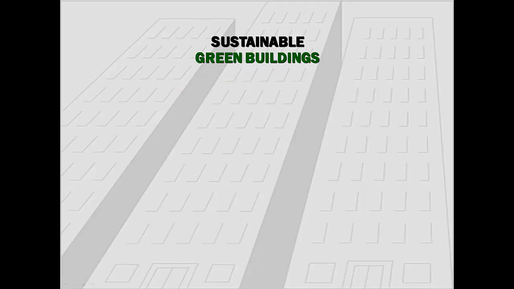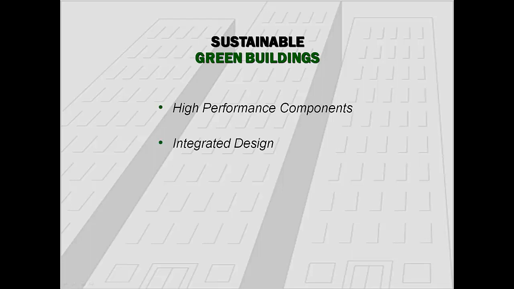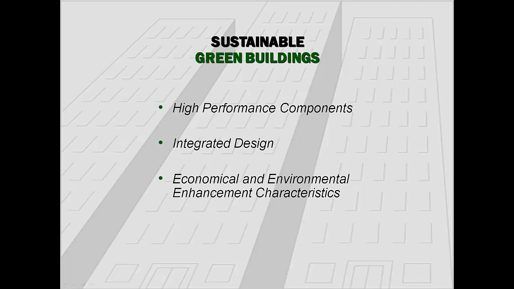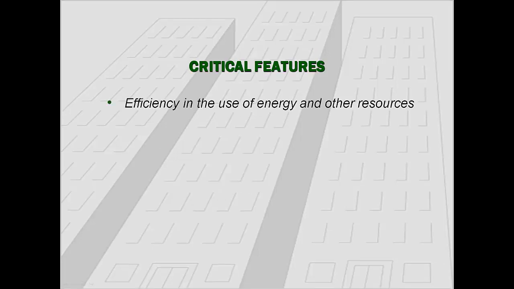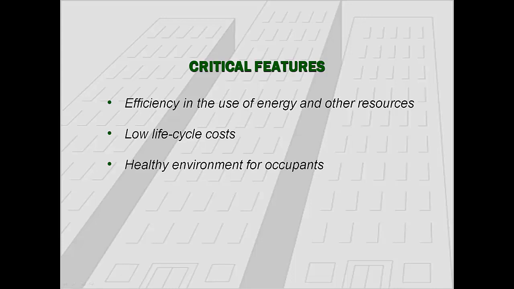The term sustainable green buildings is generally used to define buildings that utilize high-performance components, properly designed and integrated, to yield desirable economical and environmental enhancement characteristics. A sustainable green building must incorporate the following critical features. These are efficiency in the use of energy and other resources, low life cycle cost, and a healthy environment for occupants. Success in achieving these valuable features is greatly influenced by the design and operation of the air conditioning system.